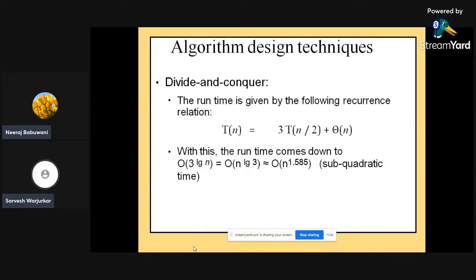The runtime is given by the following recurrence relation: T(n) = 3T(n/2) + Θ(n), where the running time comes down to O(n^log 3) = O(n^1.585). It is subquadratic time as well.